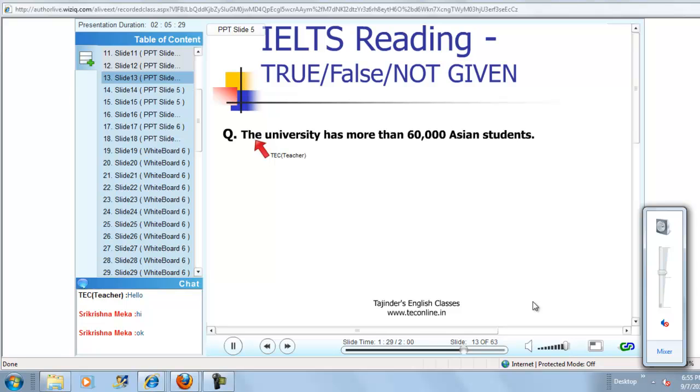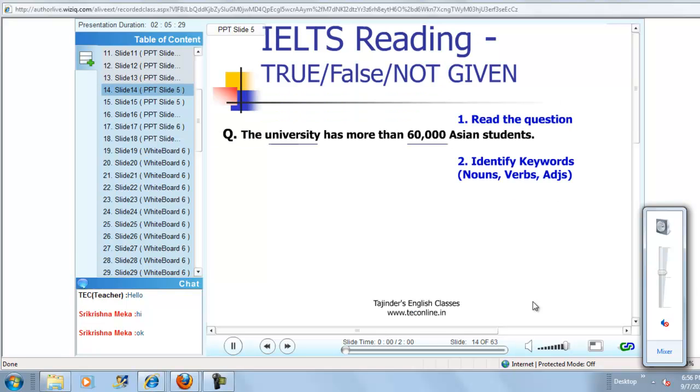Now let's attempt a few questions and see whether you have got the points. The question for you is: the university has more than 60,000 Asian students. So we follow the keyword approach here. Our first step is to read the question. The second step in the reading approach is to identify the keywords out of this question. The keywords are the university, a number which can be regarded as a keyword, then another proper noun, Asian, and another word, students.